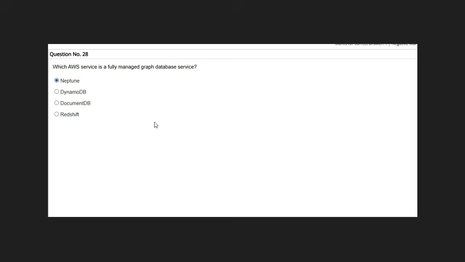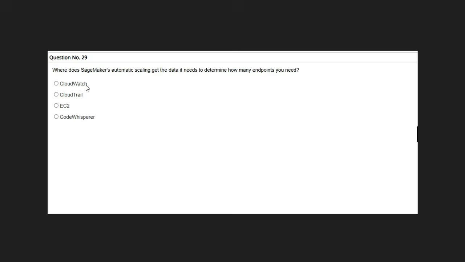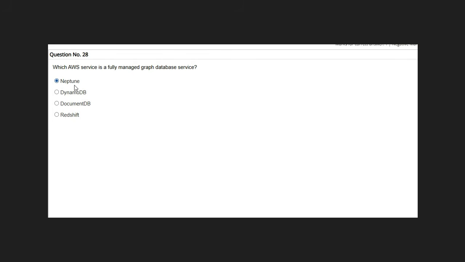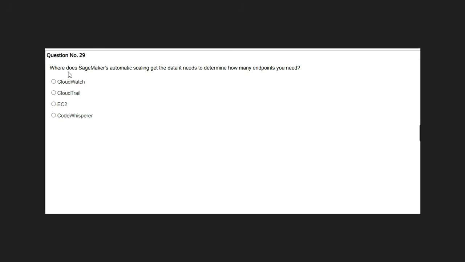Where does SageMaker automatic scaling get the data it needs to determine how many endpoints you need? Option A, CloudWatch. Option B, CloudTrail, EC2, and CodeWhisperer. So CloudWatch is the right one.